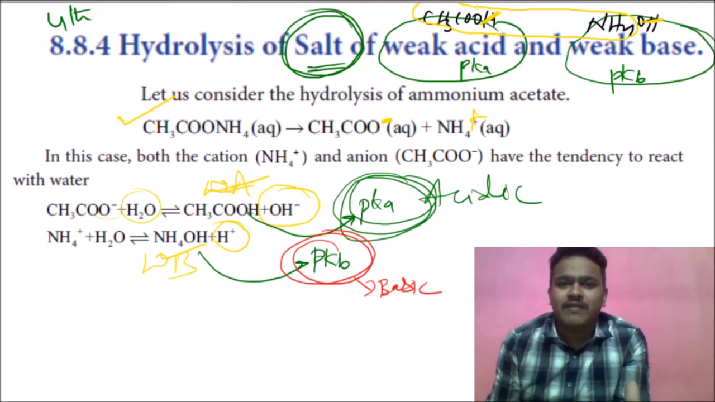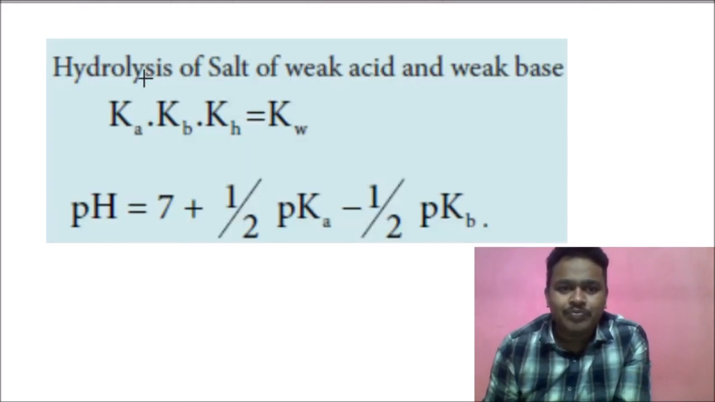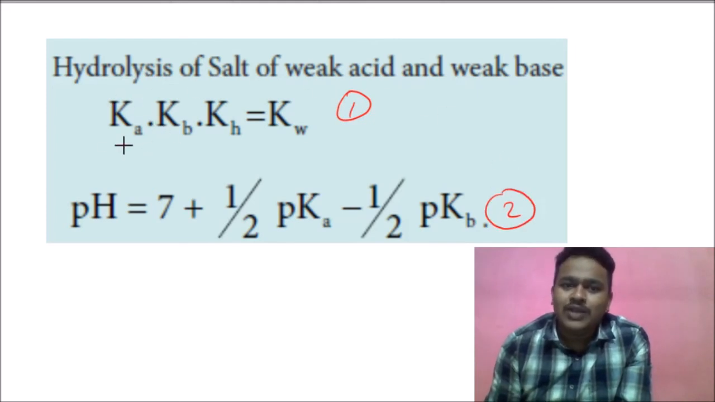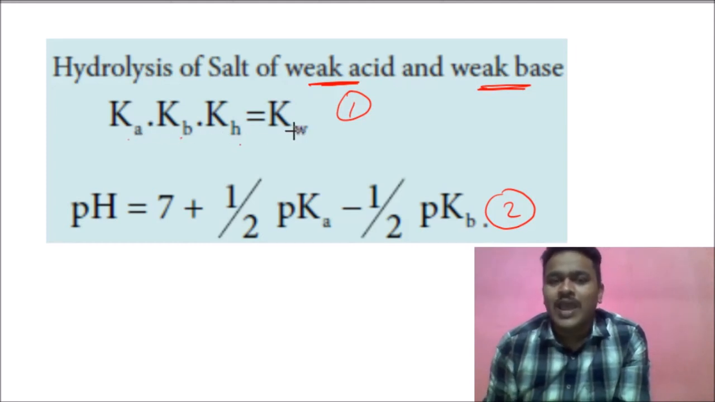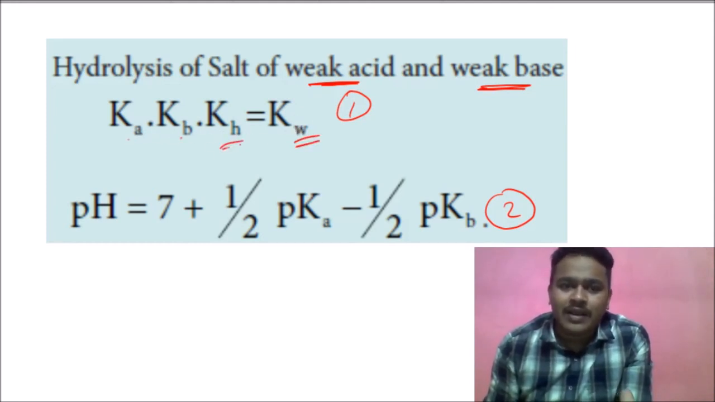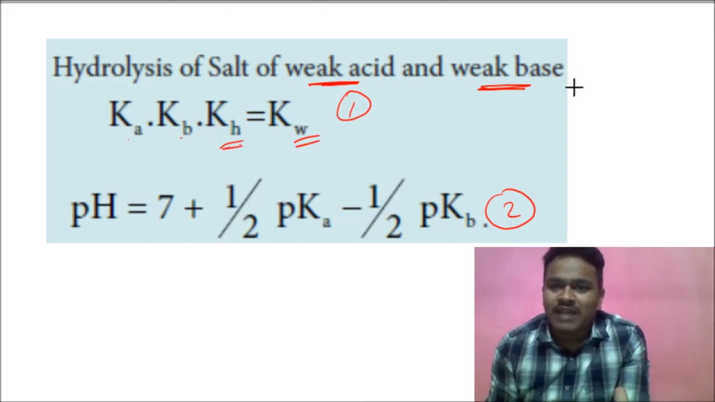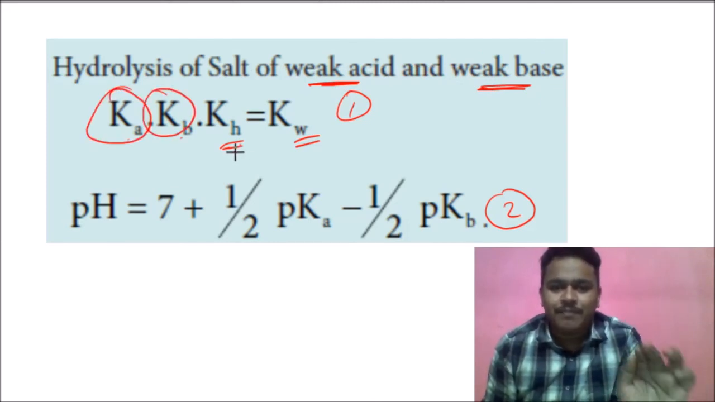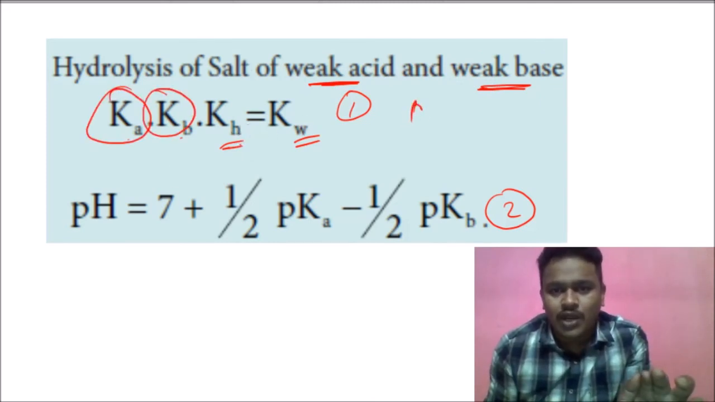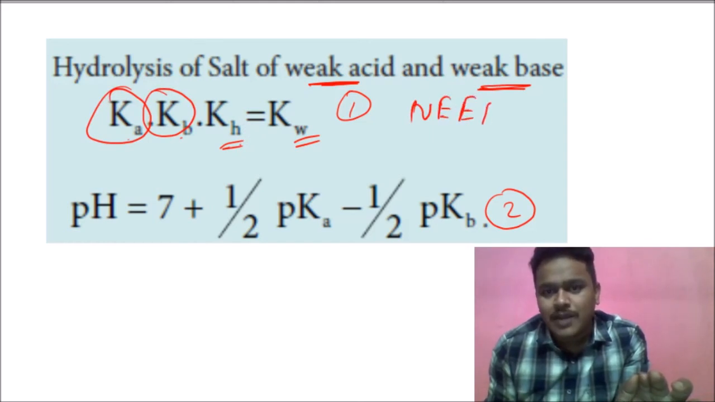A similar type of derivation we have to follow. At that time, again two expressions are there, 1 and 2. Here both are required. Both are weak only. That is why Ka into Kb into Kh equals Kw. As I said, Kw common, Kh common. So both are weak only here. The salt is made up of weak acid and weak base, so Ka and Kb you have to include in the first expression. This is what we have to remember for competitive examinations like NEET.